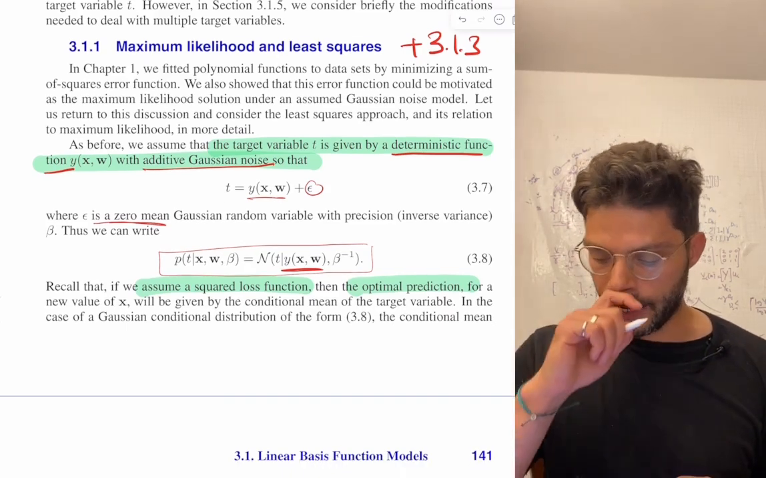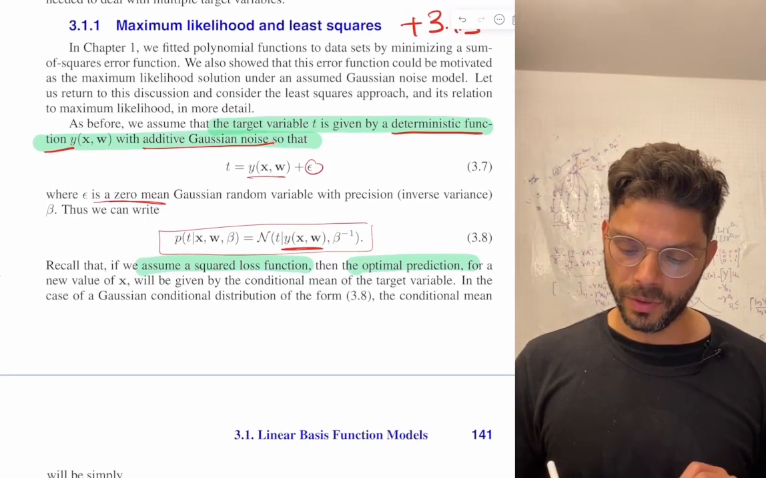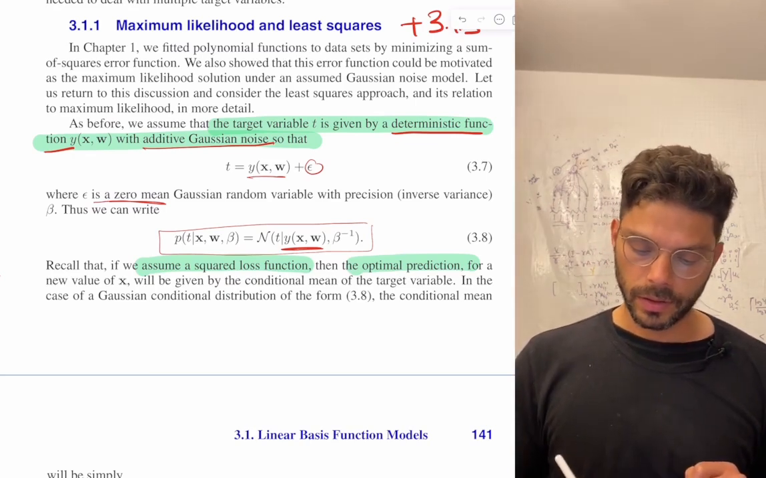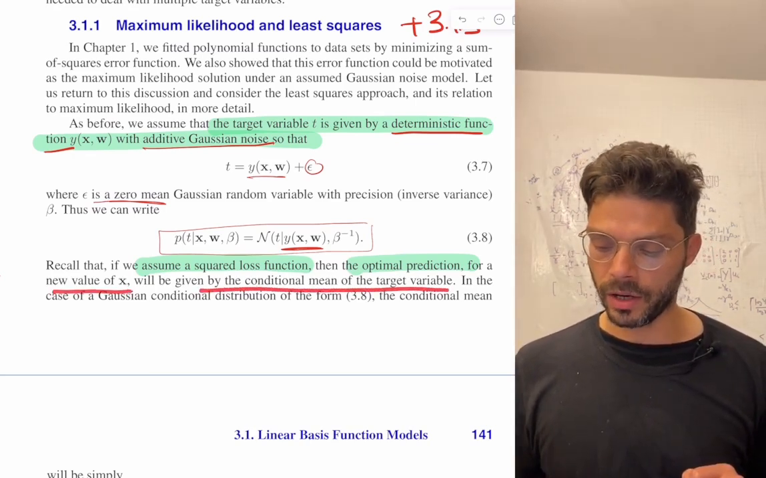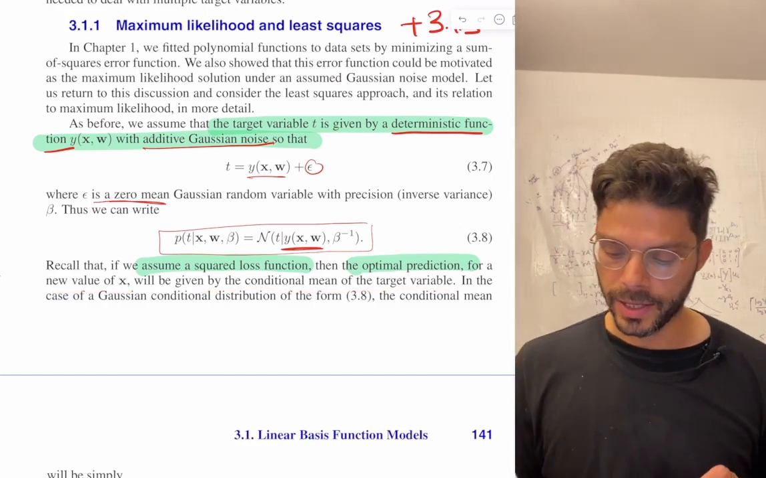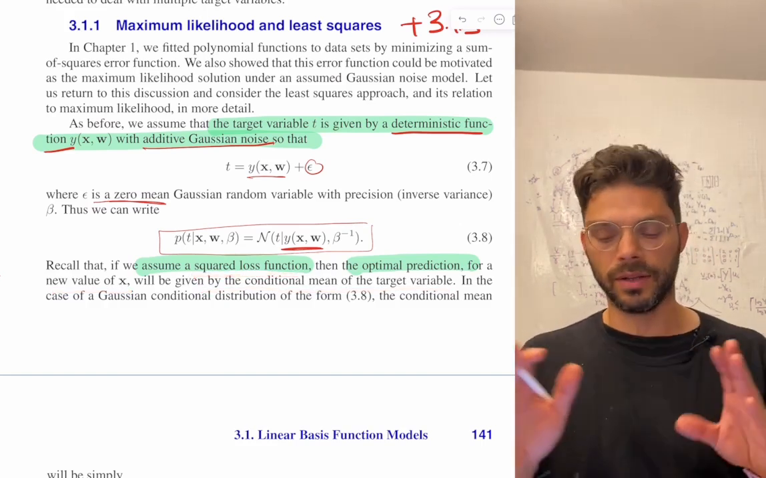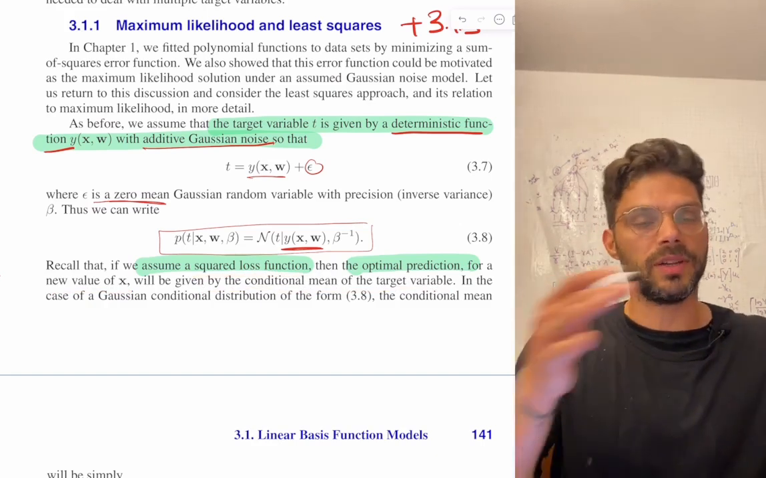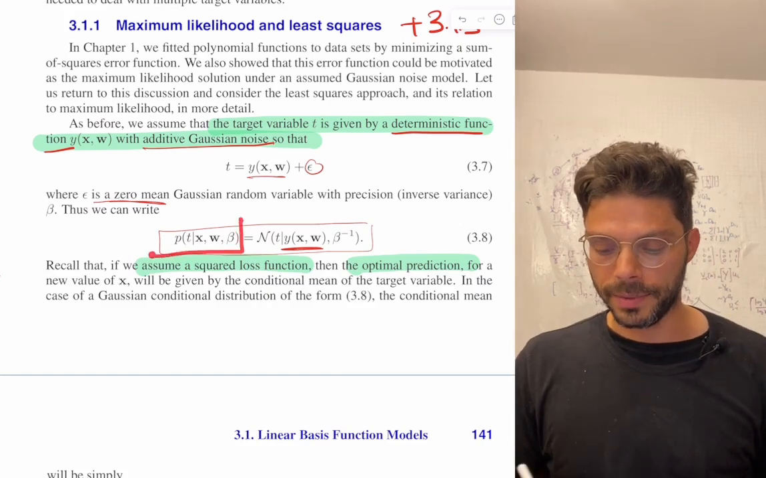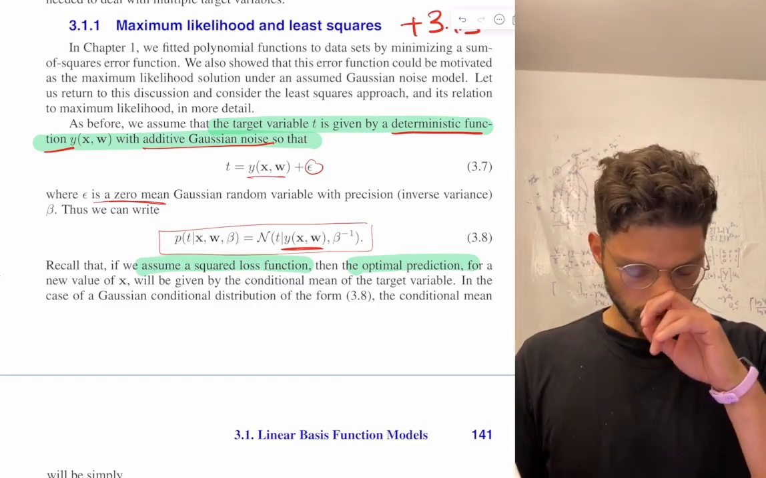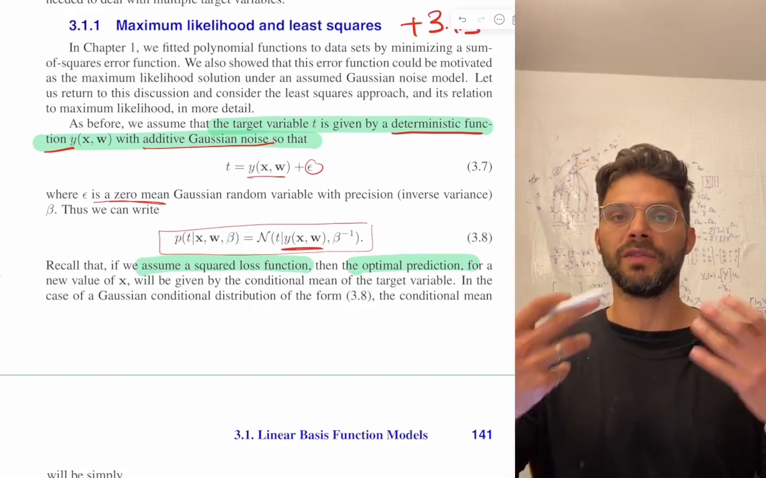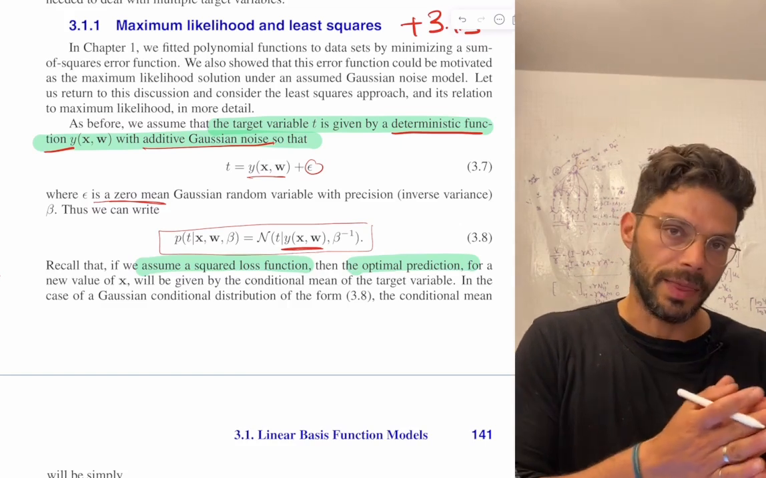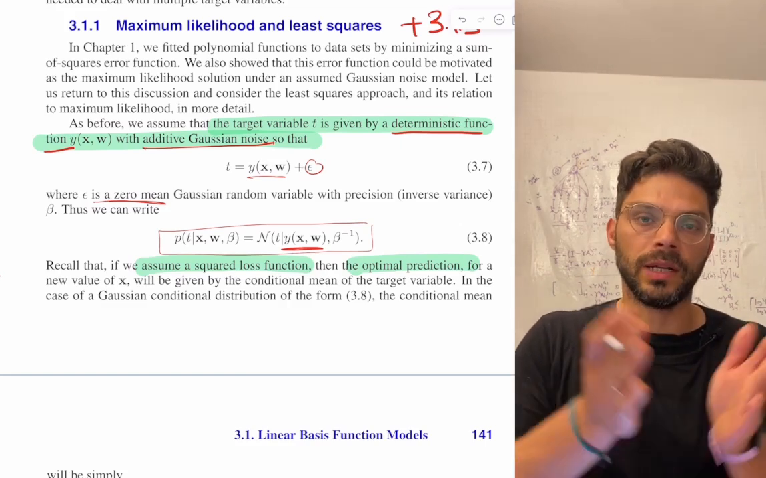Okay, now, just recall that if we assumed a squared loss function, then the optimal prediction for a new value of x will be given by the conditional mean of the target variable. One thing that's important to point out here, this squared loss is unrelated to the least squares. This is something you're going to add on. The question, as we discussed in decision theory, is you've got this probability distribution on t, and now you're asking what value of t do you report? And we saw that depends on how you penalize being wrong.